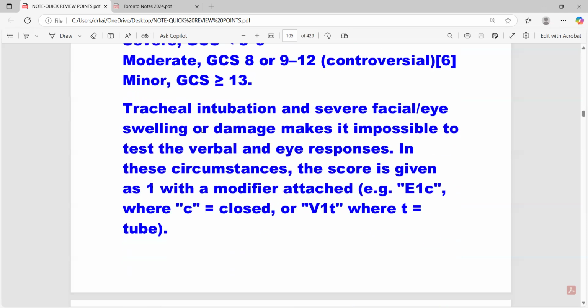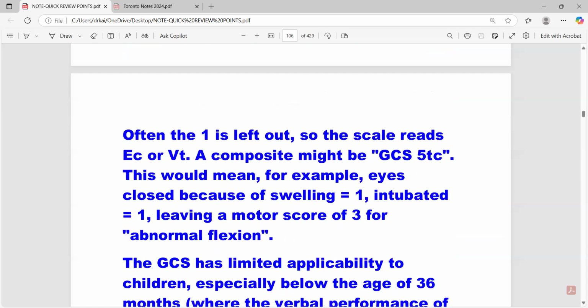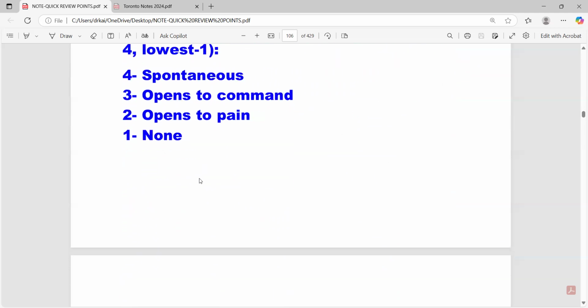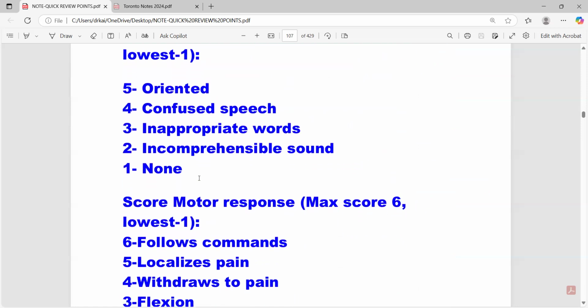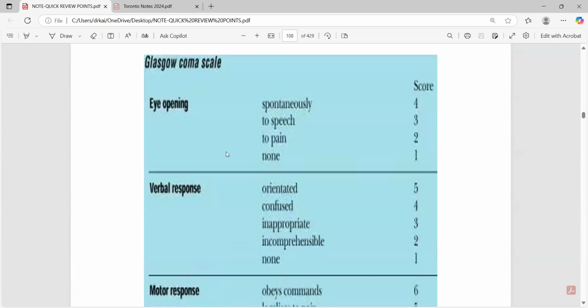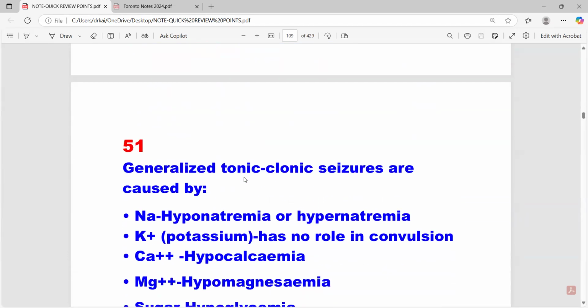In which cases are we going to do tracheal intubation? I think we already discussed this one in the emergency. Often this one is left out, so don't forget about it. A little bit extra about GCS. So this is the table. You can find it in Toronto Notes as well.